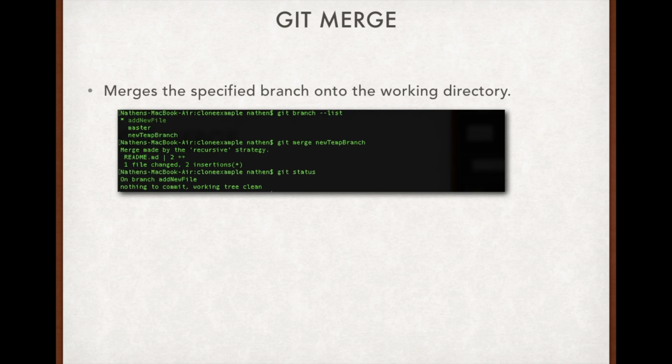Well, it merged it into, so the changes are now in new temp branch, or they're now in add new file. And I believe this also pops up for a message because it commits as well. So you can also use the -m flag like you did in the git commit to leave your commit message as well.